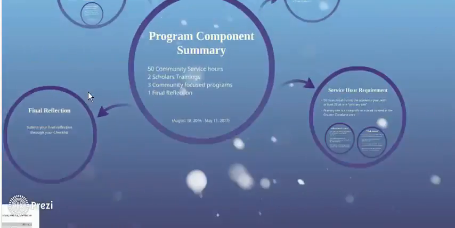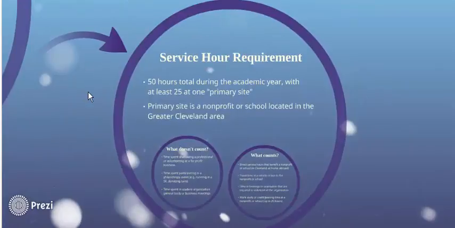Of course, the community service hours are one of the biggest and most challenging requirements of the program. To complete the Scholars Program, you need to serve at least 50 hours during the academic year with at least 25 hours at one primary site. Your primary site is a nonprofit or school located in the greater Cleveland area. You could do all 50 hours at your primary site if you want, but we ask that you do at least 25 hours at a Cleveland organization because we find that service is more beneficial for both the organization and for you when there's a longer-term relationship that can develop.